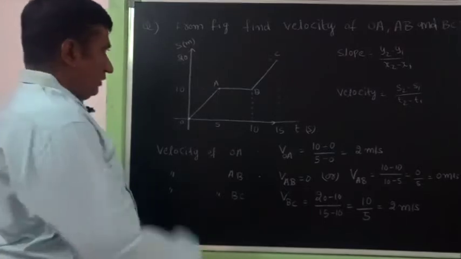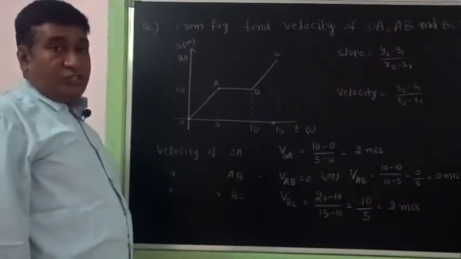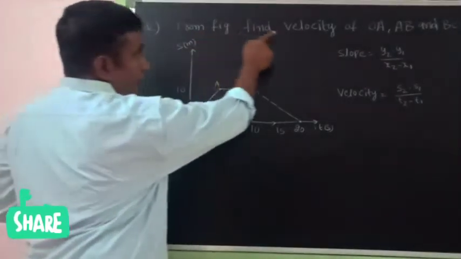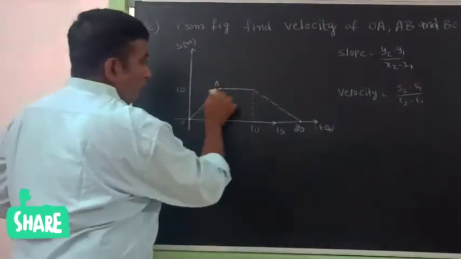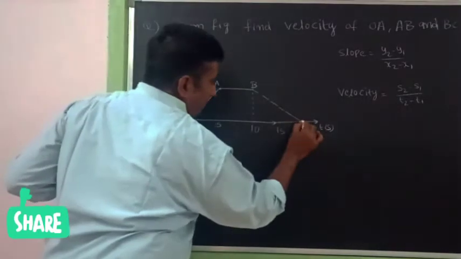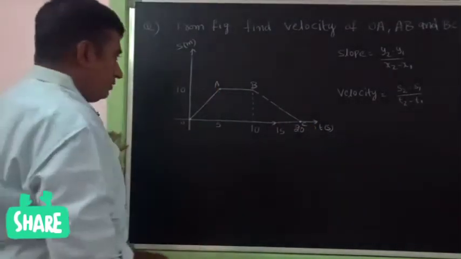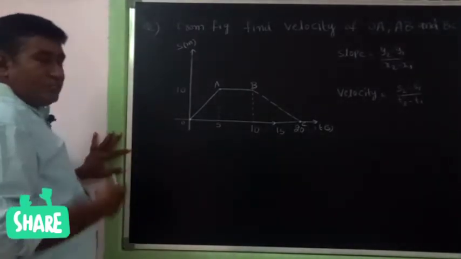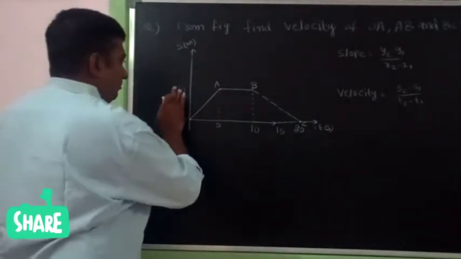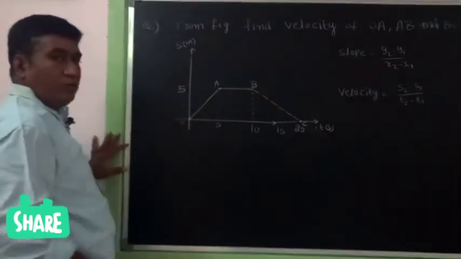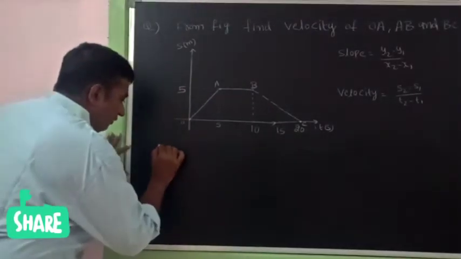Now the same example, which I am going to change a little bit. Next question. From the figure, find the velocity of OA, AB and BC, which is similar to that. Here I am going to change some values. For example, here you can take the value as 5. Now we can find the velocity of OA.